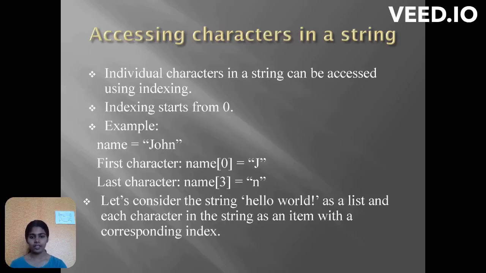Further, we have accessing characters in a string. So individual characters in a string can be accessed using indexing. So indexing starts from 0 and further it moves on. So here we have an example. Consider a variable that is name having a string that is John. So accessing the first character, that is name[0], gives us J as output, and accessing the last character, that is name[3], gives us N as output.